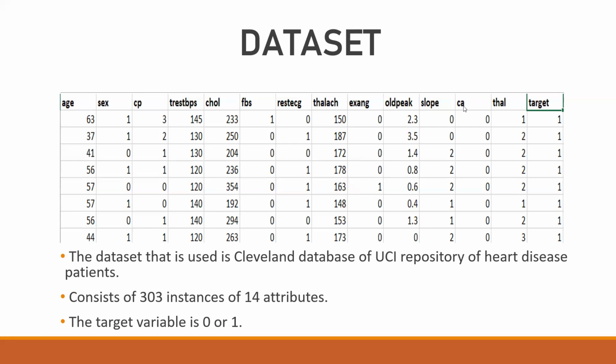Fluoroscopy is used to monitor the flow of blood and also to detect the heart rhythm problems. And the next column gives the level of thalassemia disease. It can be of different levels, where 3 is the normal level and 7 is abnormal. And the final attribute is the target variable, which consists of 2 different values, 0 and 1, where 1 represents the deceased patient and 0 represents the healthy heart.